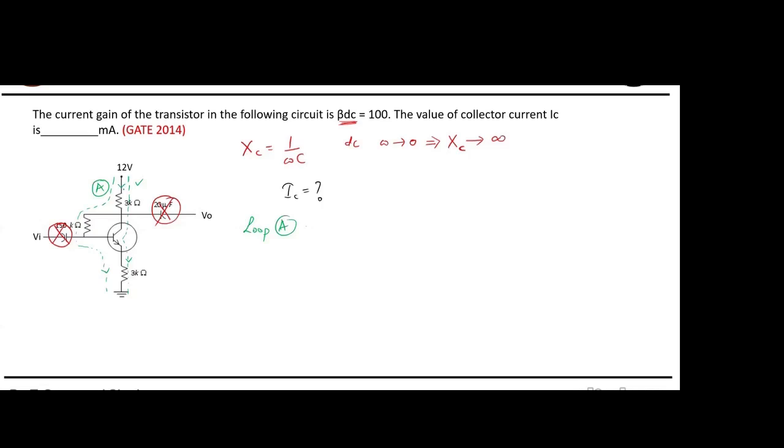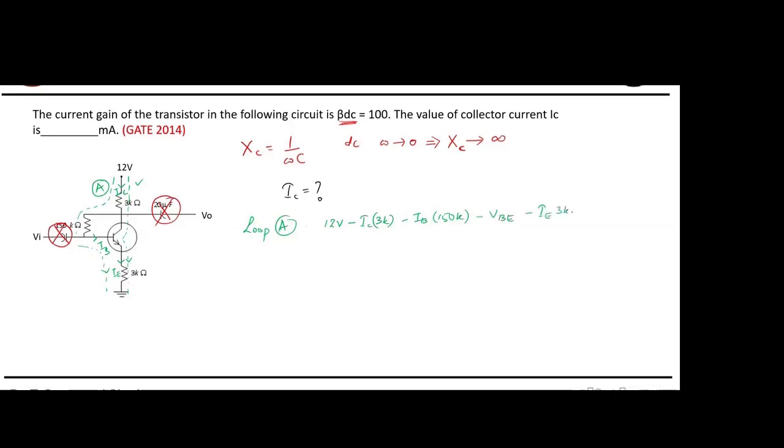This is IC, this is IB, and this is IE. So can someone tell me the equation of loop A? 12 volt minus IC times 3K minus IB times 150K, I think it is 150, then minus VBE, then minus IE times 3K.